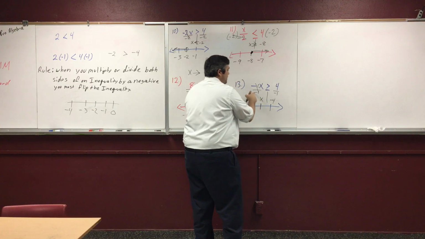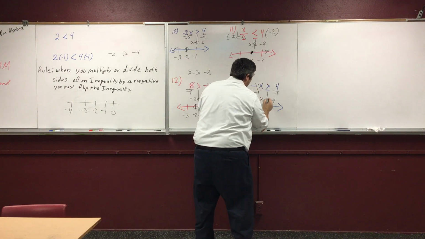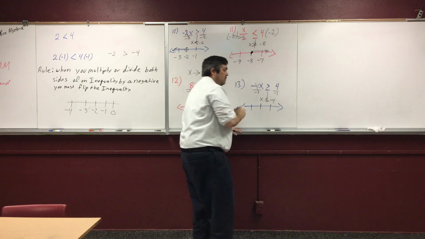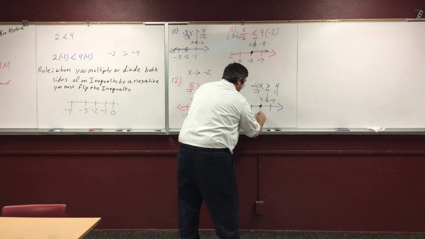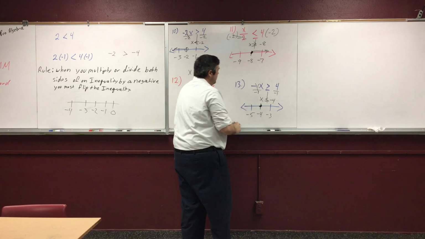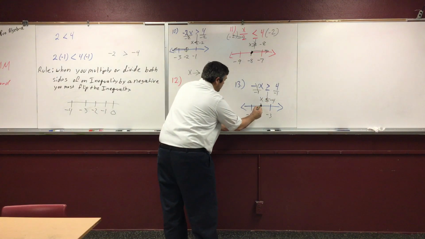negative 4, and because you multiply or divide by a negative number, you flip the inequality. Graph it. It equals it. Negative 4, negative 3, negative 5. And a little trick to tell me which way to send the arrow. Here, less than.